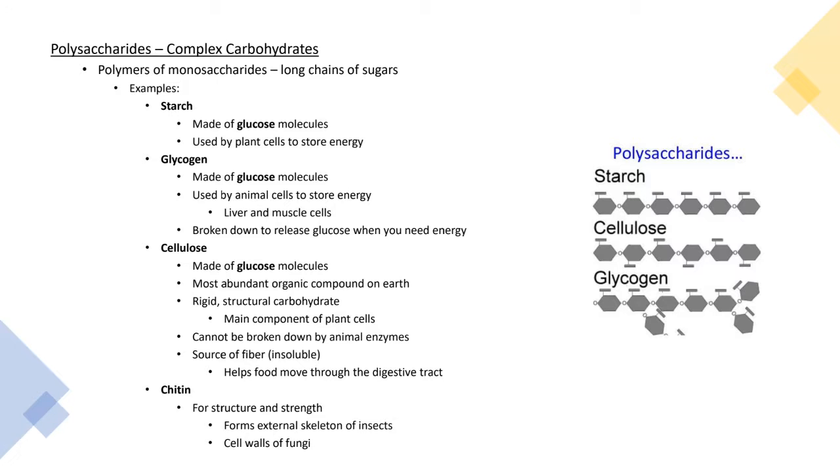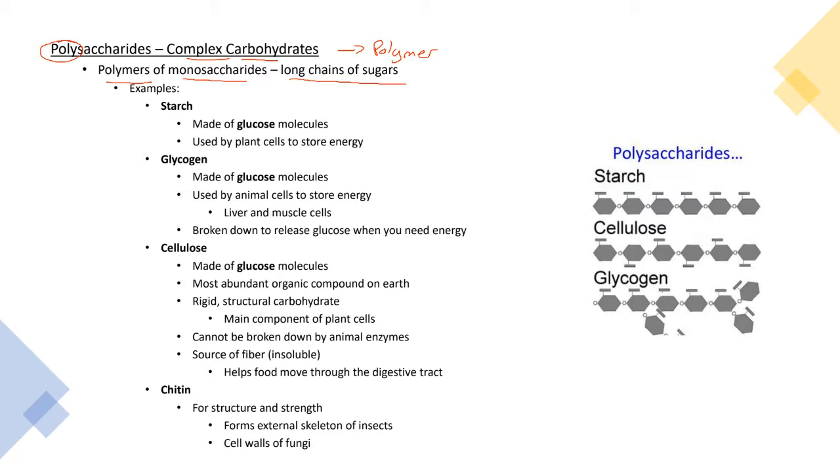And then finally, polysaccharides. Poly means many, right? Polysaccharides are going to be our complex carbohydrates. These are going to be the polymers. What is a polymer? A polymer is a chain of monomers, right? If the monomer is a glucose molecule, you bring a lot of glucose molecules together in a chain, then you get some kind of a polysaccharide. So polysaccharides are polymers of monosaccharides. They're long chains of sugars.